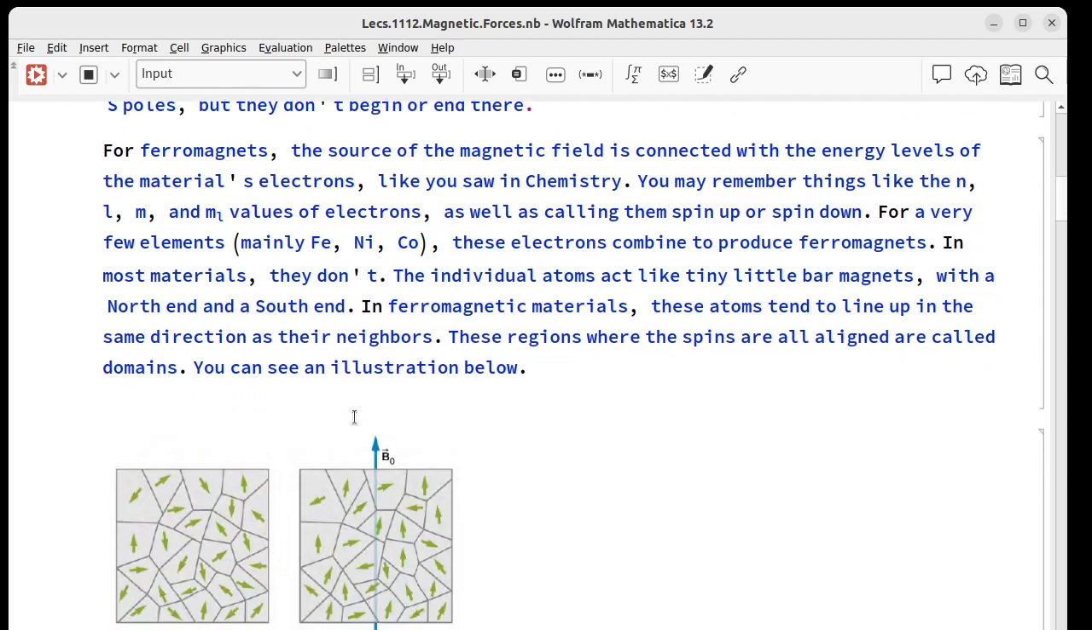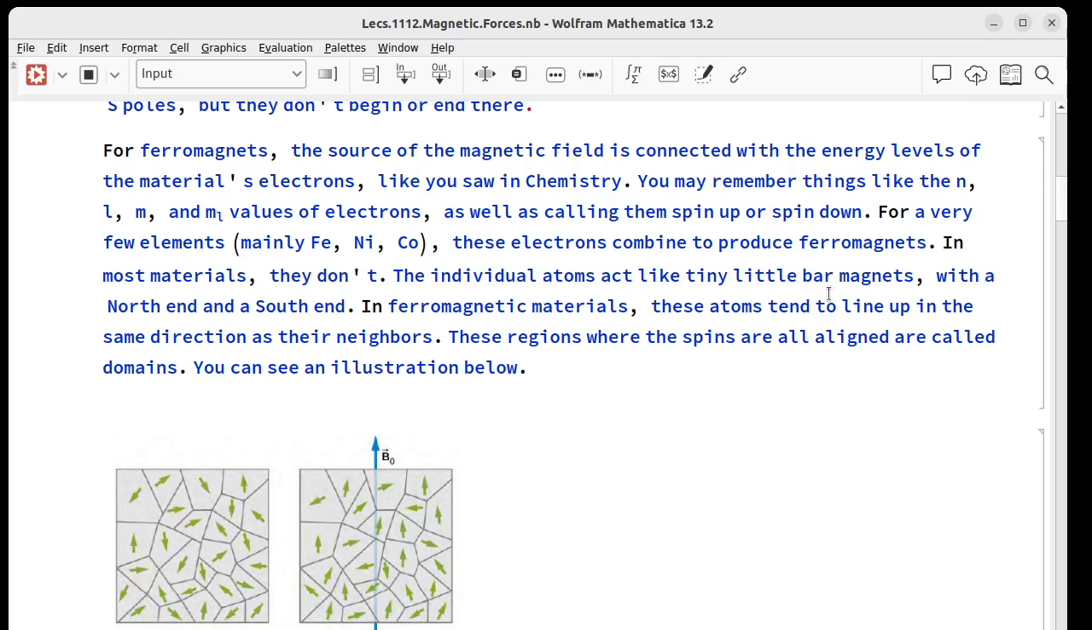Now for ferromagnets, the kind of magnet you might have played with when you were a kid, the source of the magnetism is connected with the energy levels of the material's electrons. You might have seen this in chemistry where they looked at things like n, l, m, and m_l, different quantum numbers, different values for the electrons in different shells. And they also talked about whether they were spin up or spin down. For a very small number of elements, mainly iron, nickel, and cobalt, the way these electrons combine is to leave a net magnetic field left over. They don't cancel each other out. In most materials, they do cancel each other out.